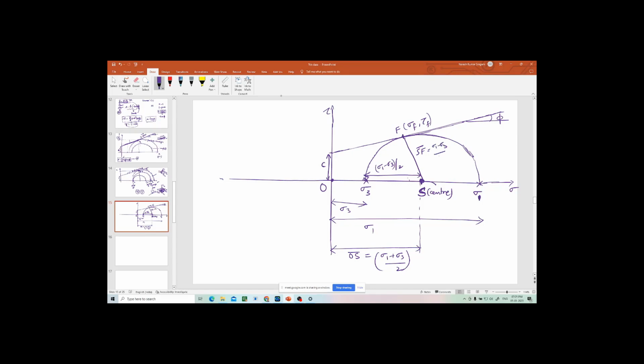Yes, because see, from here to here, this is also radius. And what about this? This is also radius. Everything is radius, right? If you join the center to any point on the circle, all are radius. Even if you draw vertically, that is also radius. So everywhere it is sigma 1 minus sigma 3 by 2 only.